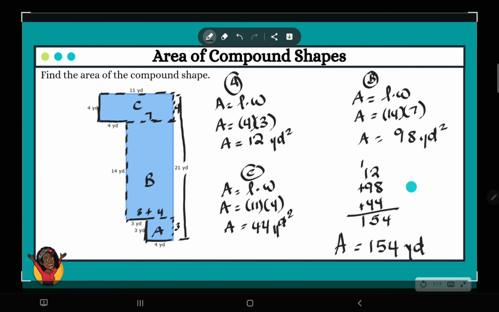154 yards squared. Thank you for watching and have a great day.